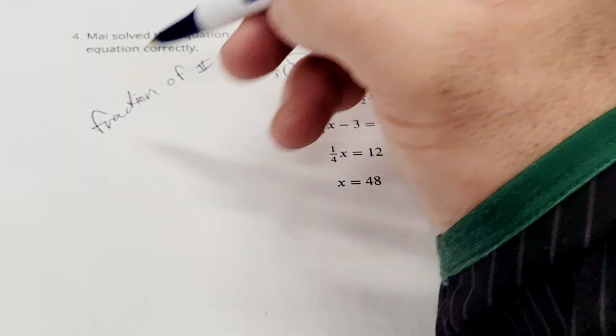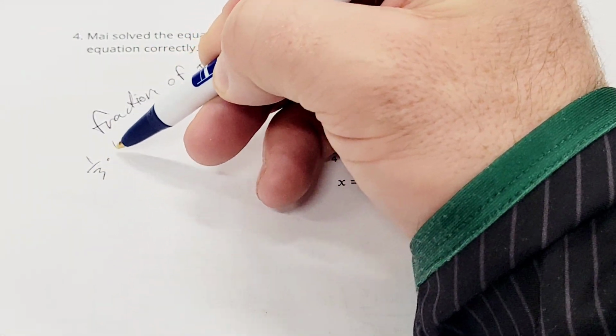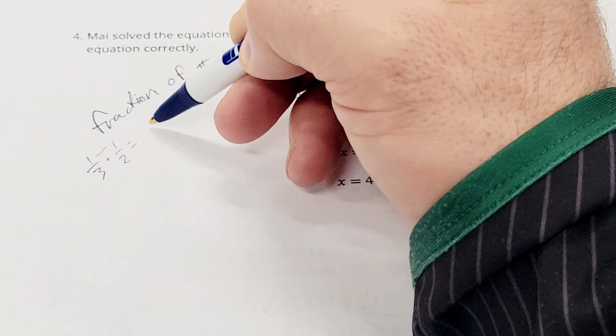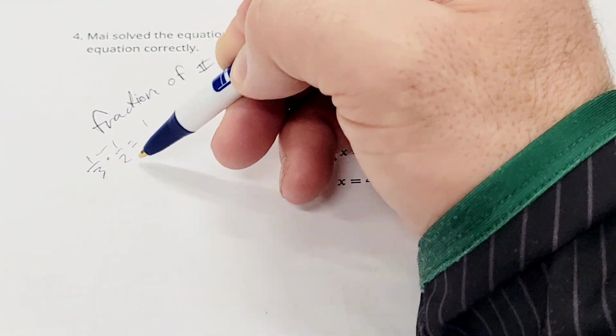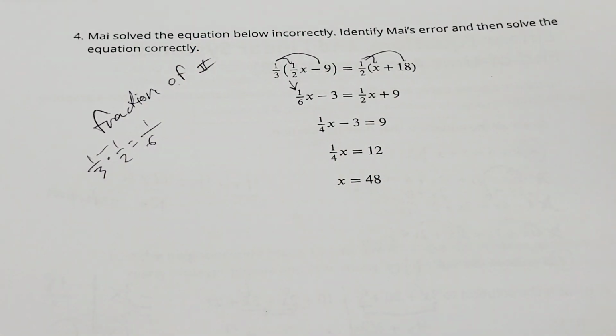Or you guys have to do this, right? 1/3 times 1/2, right? Multiply straight across. 1 and 1 is 1. 3 and 2 is 6. Okay, we have to be able to do fraction multiplication as well. So that works.